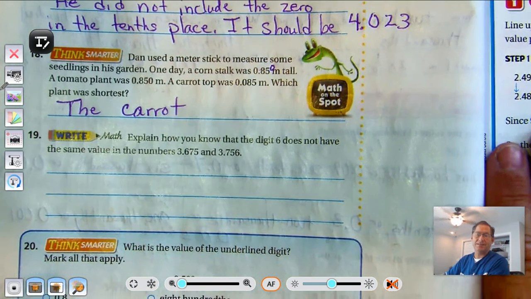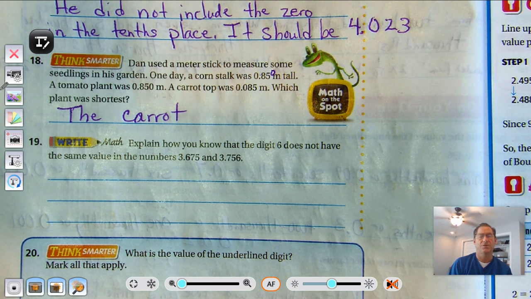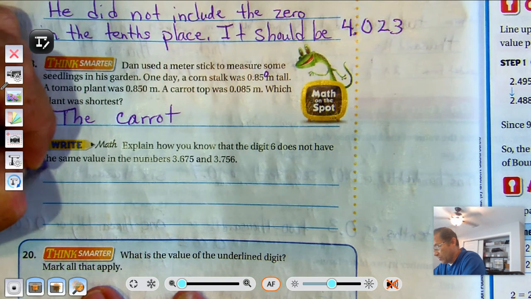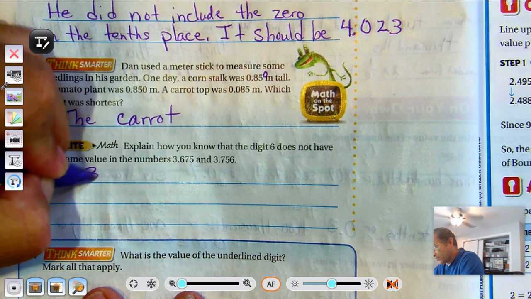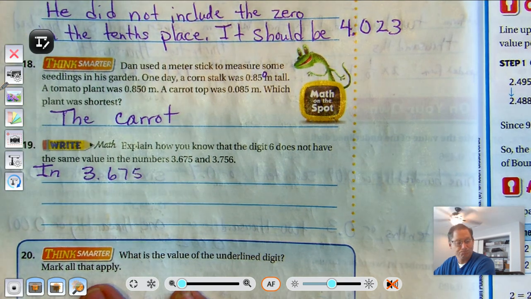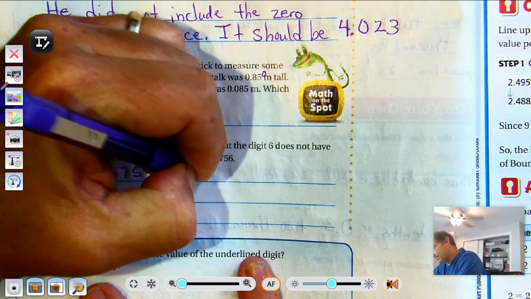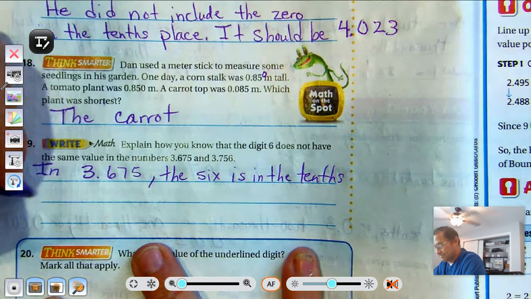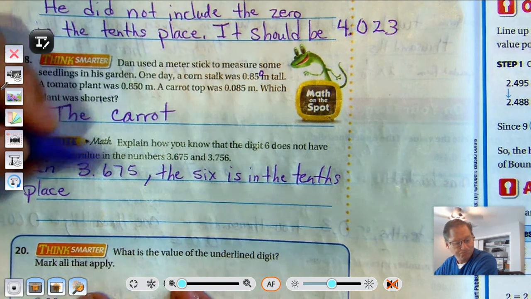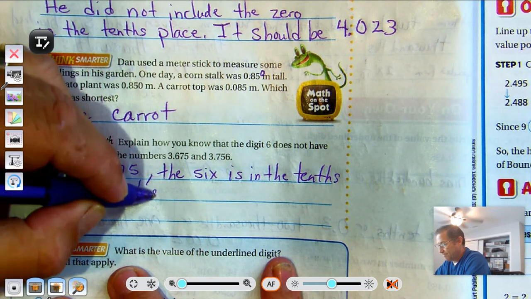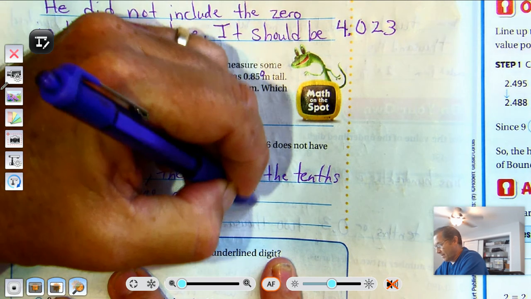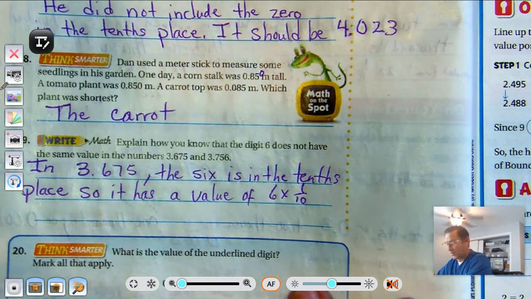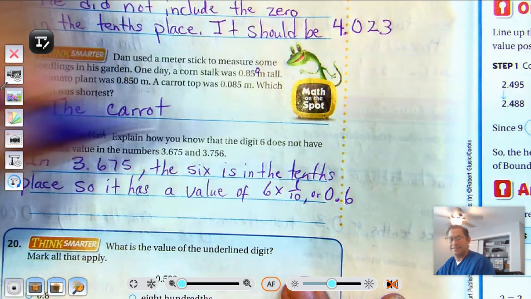Explain how you know the digit 6 does not have the same value in the numbers 3.675 and 3.756. Okay, so in 3.675, the 6 is in the tenths place. So it has a value of 6 times 1/10, or 0.6.